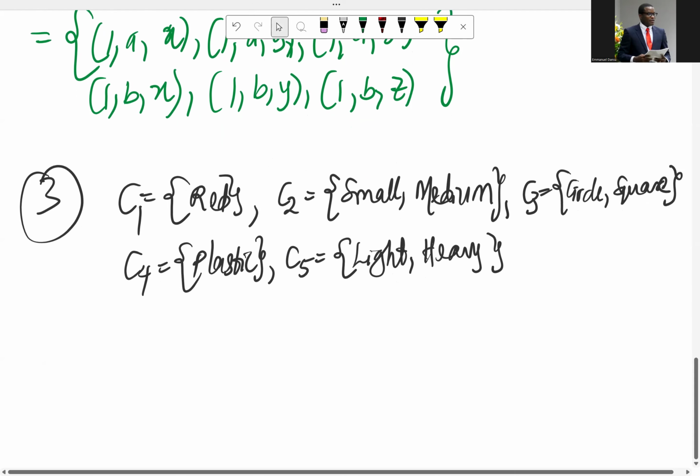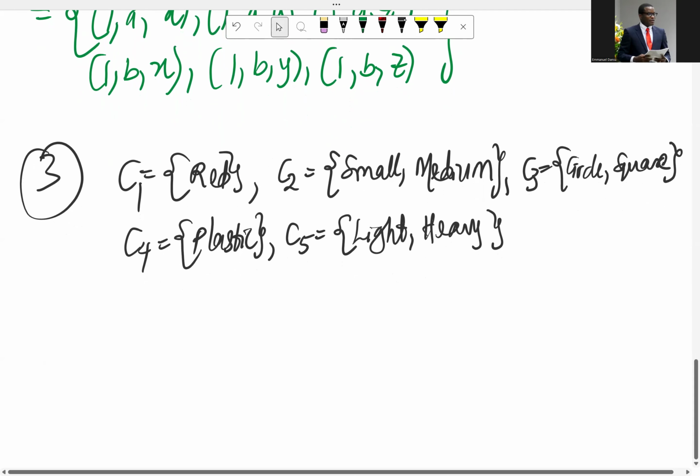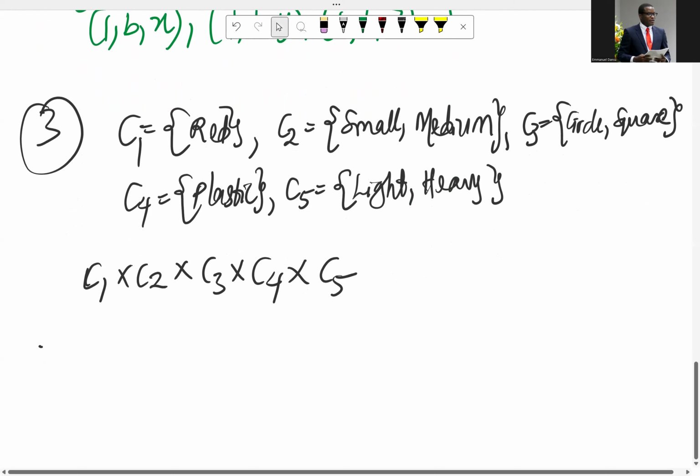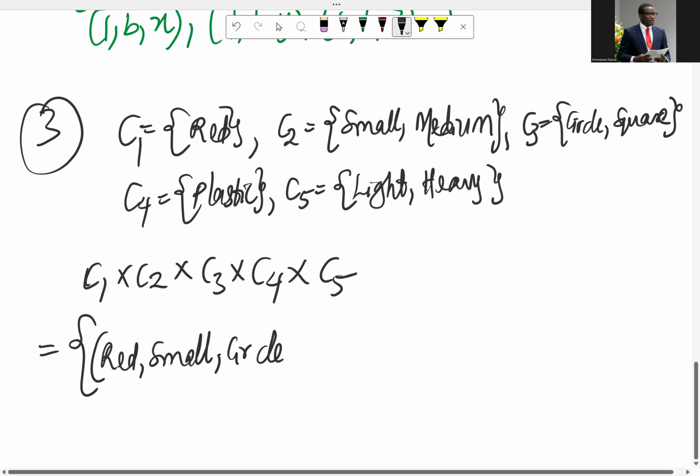So what do we do? Now we need the Cartesian product. So it will be ordered five, pentagon. So ordered pentuples, if you like to say that. In this case, we have C1 times C2 times C3 times C4 times C5. That is simply equal to the set of all possible pentuples. That means we have a red, small, circle, plastic, that is light. Okay, that's one way.